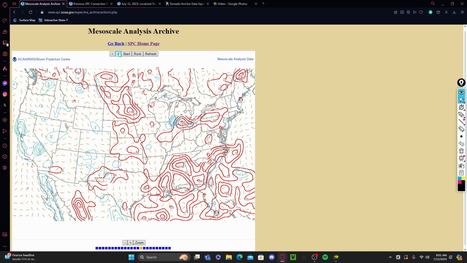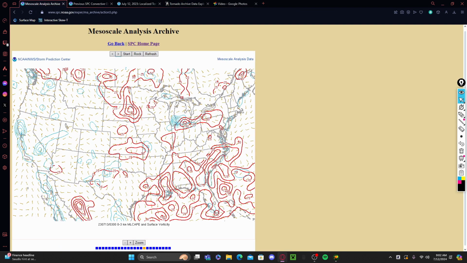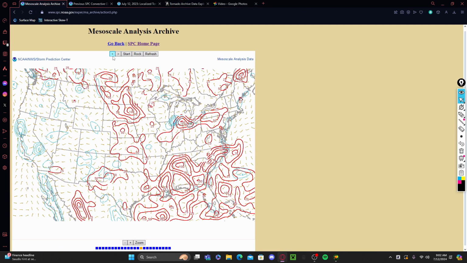And then after that we would end up with that system that happened in Michigan. So if we look at our tornado tracks, you have one tornado there in Michigan. See that through CAPE and surface vorticity.